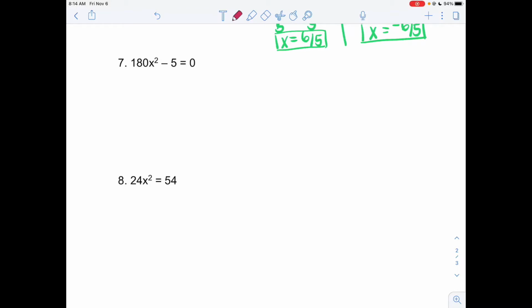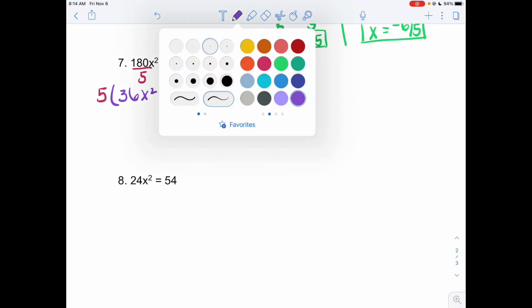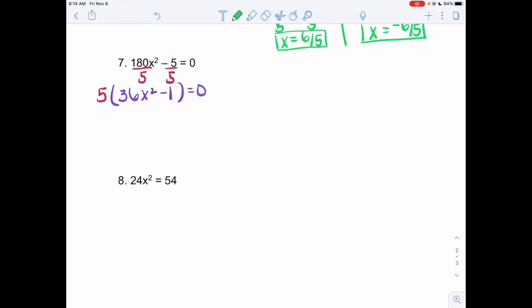For this next problem, 180 and 5 are not perfect squares, but I recognize that 5 will divide evenly into both of them, so I'm going to go ahead and take out a GCF of 5 before I even take another look at this. So pulling out a 5, I have 36x squared minus 1 is equal to 0. And now I recognize that I have perfect squares. 36 is a perfect square, 1 is a perfect square, and of course x squared is a perfect square.